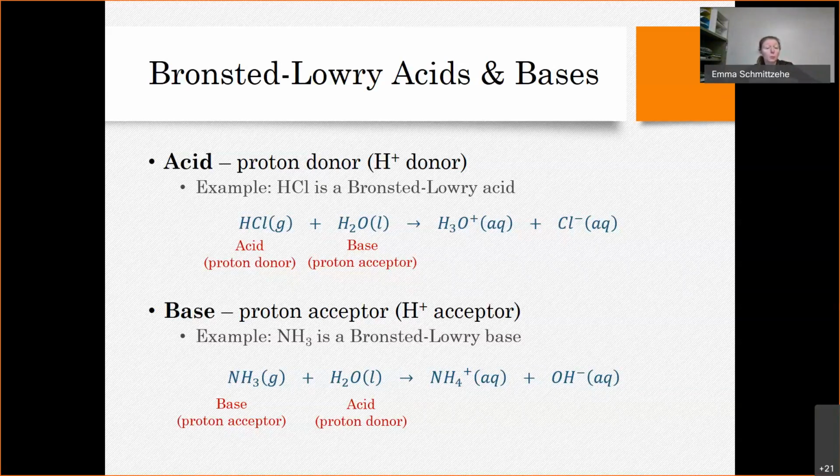If you're looking at a Bronsted-Lowry type process where something's giving up an H plus and something's taking on that H plus, you always have an acid and a base in that reaction as reactants. So that's really important to realize. If you're given an acid-base reaction, you should be able to determine what substance is acting as an acid and what substance is acting as a base. Something's donating a proton, something's accepting a proton.